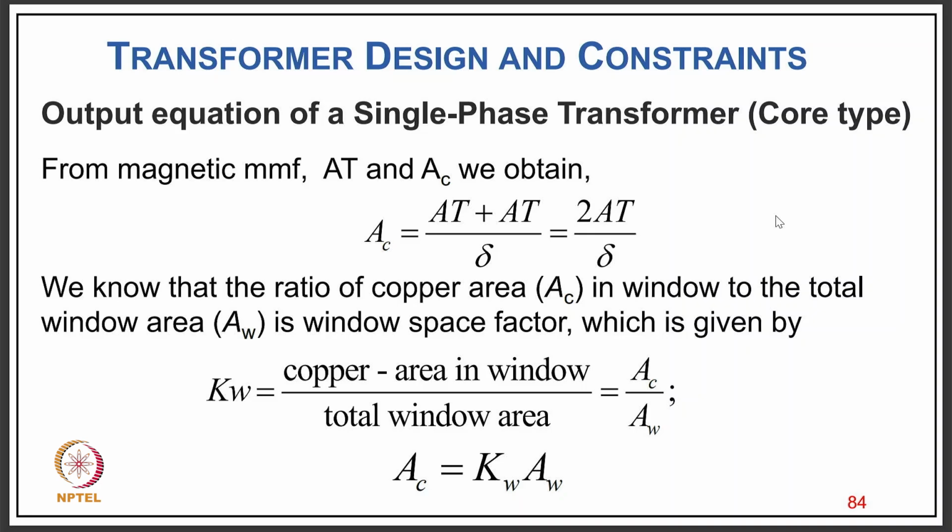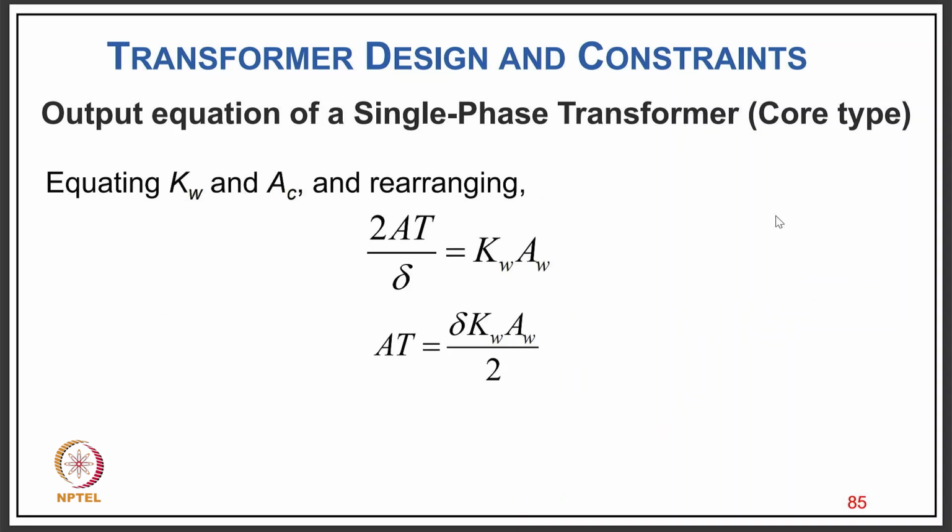So we know that the ratio of copper area in the window to the total window area is the window space factor, which we call KW. So copper area in the window divided by total area, that's AC upon AW. So AC is equal to KW into AW, because AW is a physical dimension. So equating KW and AC and rearranging, 2 AT upon delta equals KW AW, the total window area, and from this we can find that AT is delta KW AW divided by 2.